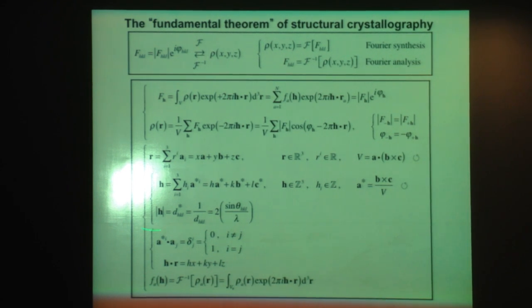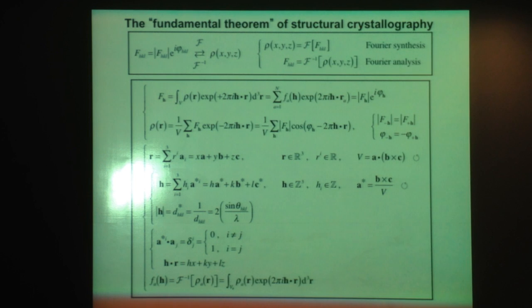lattice vector. And the length of each reciprocal lattice vector is, according to the Bragg law, given by twice sine of the scattering angle for this reflection divided by lambda. An interesting property of A star, B star, C star with respect to A, B, C: the basis vectors in crystal space and the basis vectors in reciprocal space have this property.